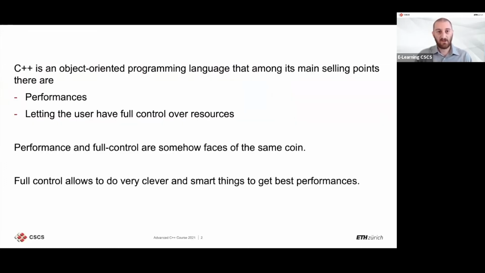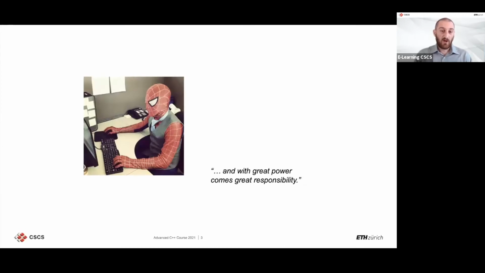C++ is an object-oriented programming language, and let's say its main selling points are performance and letting the user have full control over the resources. Performance and full control are somehow faces of the same coin, because full control allows you to do very clever and smart things to get the best performance, and in HPC performance is one of the main targets, if not the most important one. But with greater power comes great responsibility, because yes, we have full control, we can do whatever we want, but we have to do it correctly.